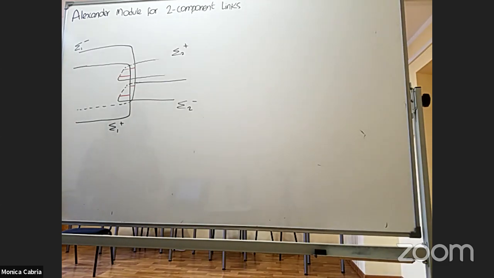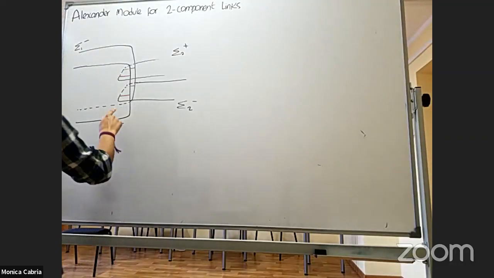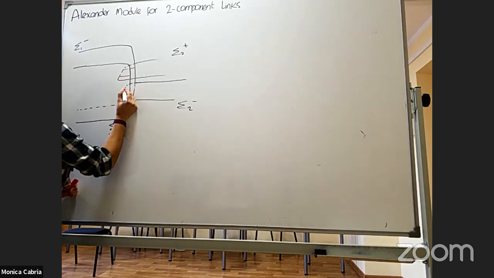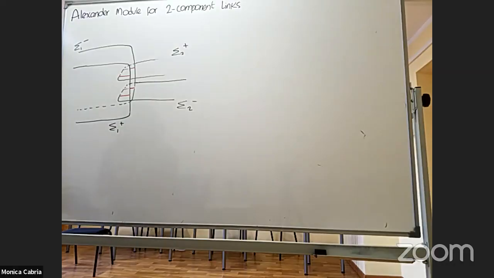Is that picture clear? The push-ups of both circles? One of the four red arcs is not very well visible. Which one? This one. Maybe I should make it a bit lower so it's bigger. Yes, thank you. It's just that the ink is not strong enough.